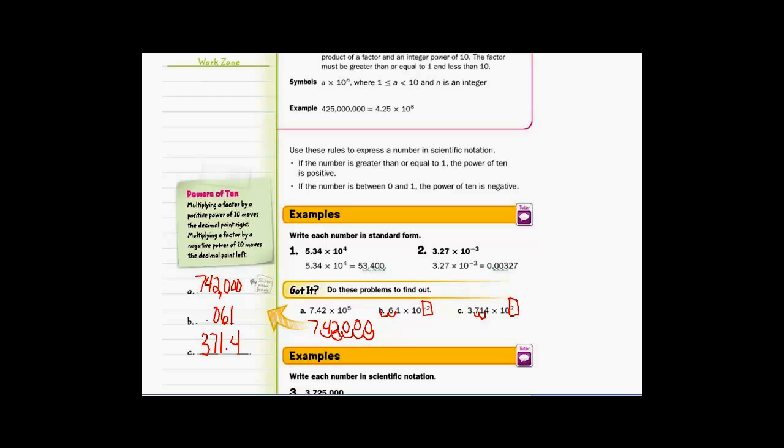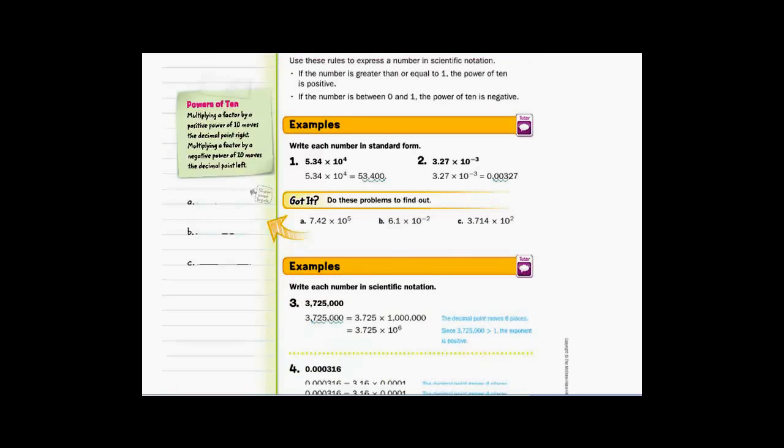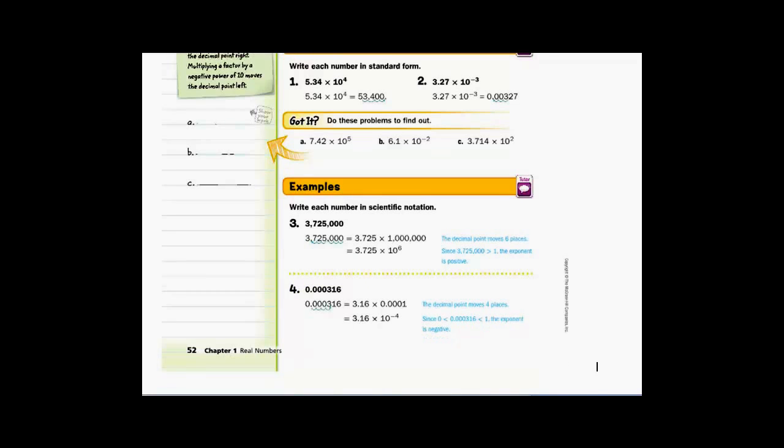Now let's practice a few going the other way. It says write each number in scientific notation. So it's asking you to take 3,725,000 and make it scientific notation. So remember, the decimal has to be a number between 1 and 10, the whole number up front. There's only one place anywhere in here that I could put that decimal to make it a number between 1 and 10. If I put it here, my number is now 37.25. That is not a number between 1 and 10. The only place to put it would be right here.